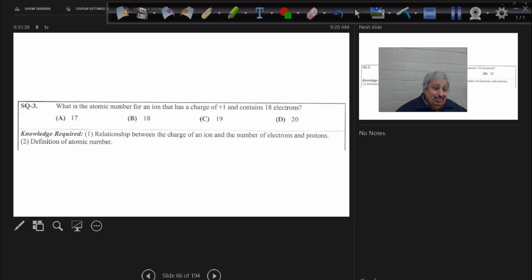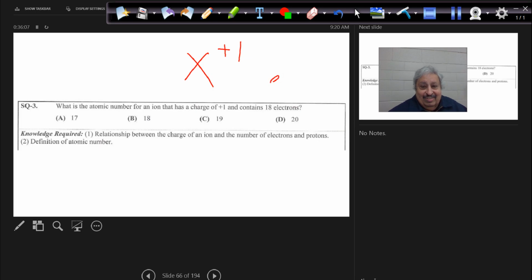So, what is the atomic number of an atom that has charge +1 and contains 18 electrons? So now we have an X atom here. Put yourself in this one. X atom, correct? It has the charge of +1, and contains 18 electrons. So what do you think?